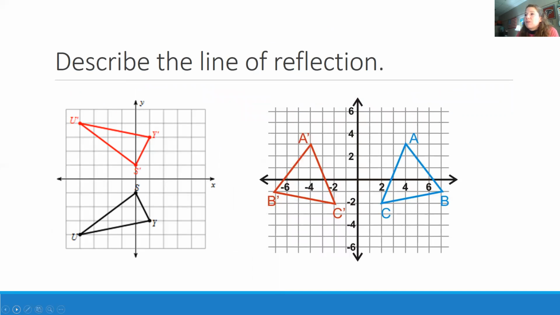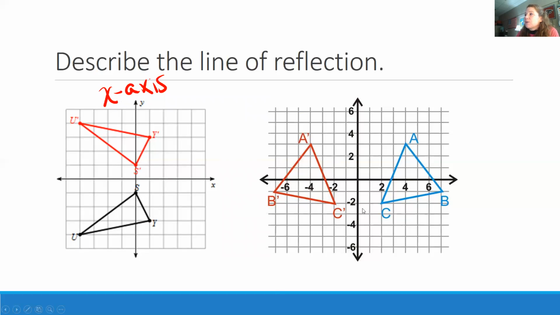Now, what is the line of reflection? Well, what's our original figure here? It was the black one, because the red has the prime marks. And this has been flipped from here up here across the what? The line of reflection is the x-axis.